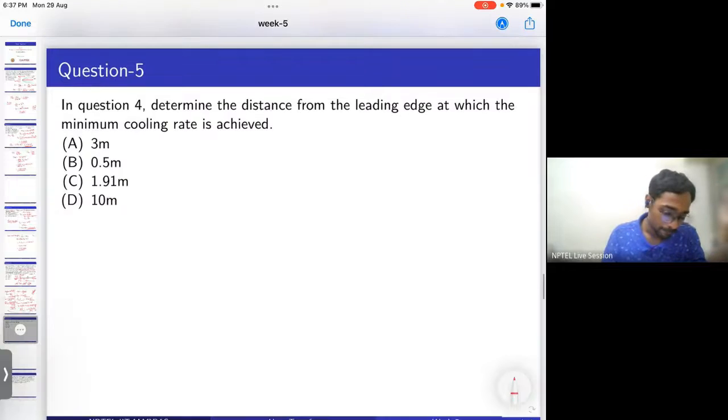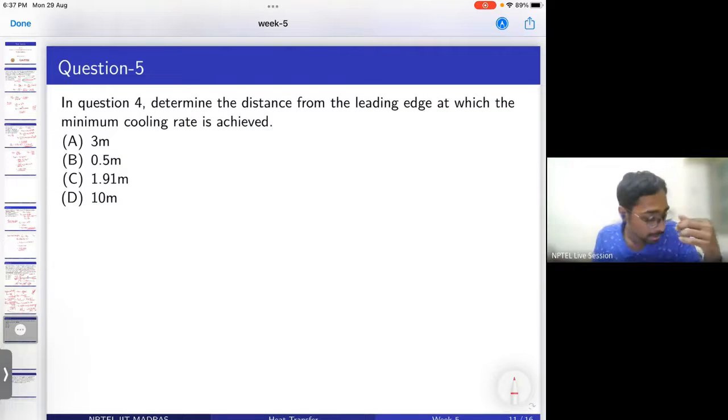So this is the rate at which temperature is decreasing at that location. The next question is, you need to find out the distance from the leading edge where the cooling rate is minimum. Okay, so let's check whether somewhere the laminar to turbulent transition happens. So we will check what the critical Reynolds number is for this situation, that is, at which location this transition happens.